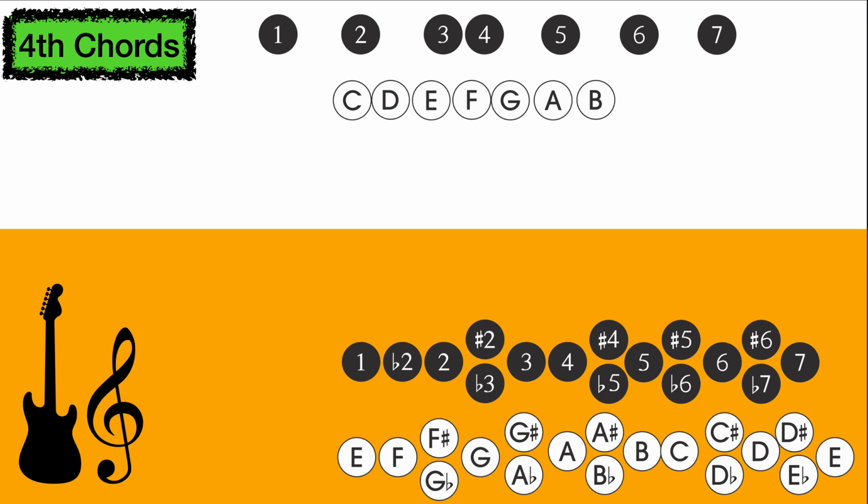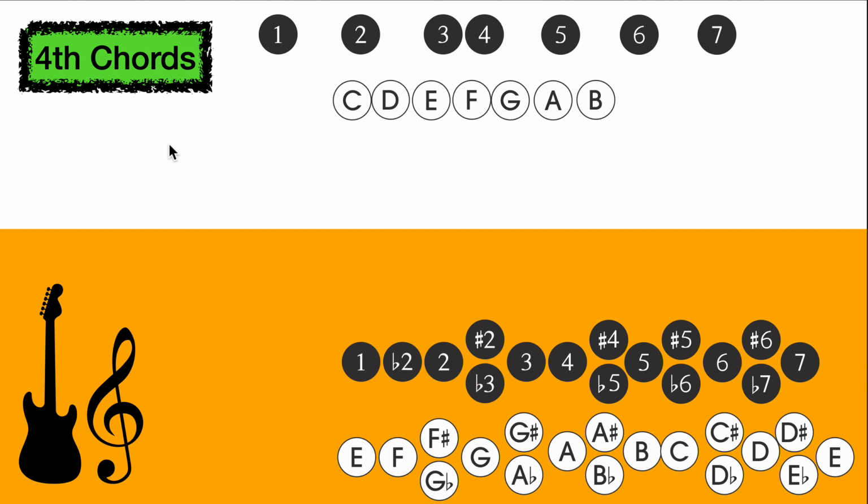Hey, good morning, everybody. This is Guitar Union, and I'm going to do a presentation on fourth chords. I've done a few presentations on suspended chords. Fourth chords, or sometimes called quartal chords, are chords that are built in repetitive fourths from a diatonic system.